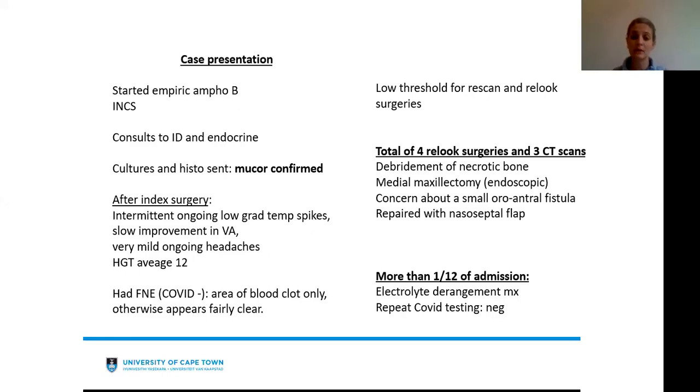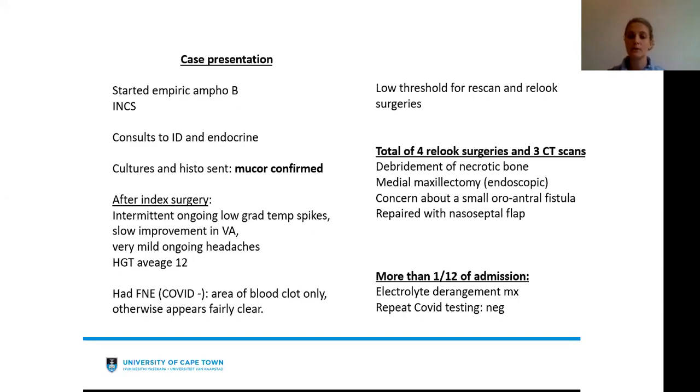At this point, he was COVID negative, and we did do a CT around 12 hours after his index surgery. There's only a little bit of an area of blood clot, but otherwise it appeared fairly clear. However, we knew, this being mucor, that we should have a very low threshold for rescan and subsequent relook surgeries.